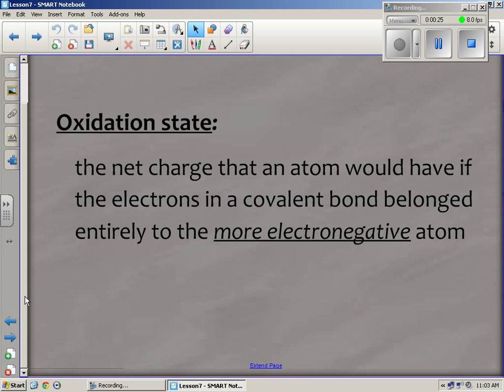Oxidation state: the net charge that an atom would have if the electrons in a covalent bond belonged entirely to the more electronegative atom. So when you think about Chem 20, we do a little thing with polar compounds, polar bonds, right? And we talk about partial positive, partial negative, etc. And we know that fluorine has an electronegativity of 4.0. If we pretended that those electrons being shared in that bond belong to the more electronegative atom, what charge or what state would that be in? And that's what we're going to talk about today.